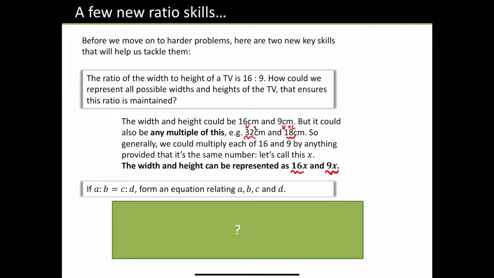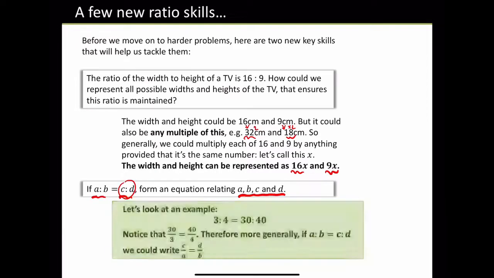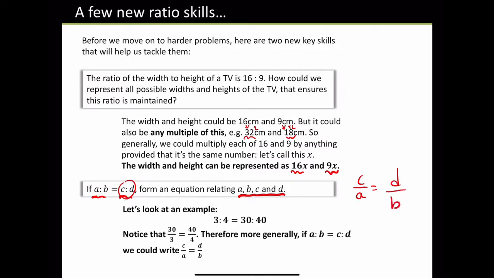And the second skill we're going to be using is this. If a to b and c to d form an equation, relating a, b, c, and d, I want you to be thinking of literally dividing this by that. So c over a is going to be equal to d over b.